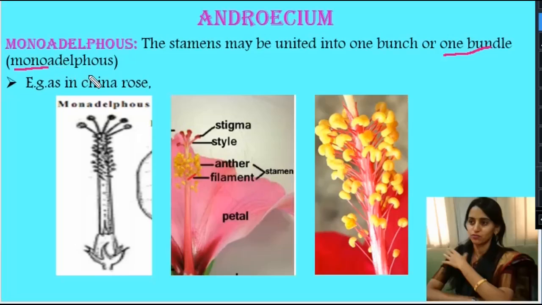So when the stamens are many and they fuse to form one bundle, that condition is known as the monoadelphous condition. The monoadelphous condition can be seen in China rose, that is hibiscus flower. In the hibiscus flower, you look at this image, there are many stamens. The filaments of the stamens fuse to form one bundle, whereas the anthers are free. Such a condition is known as monoadelphous.